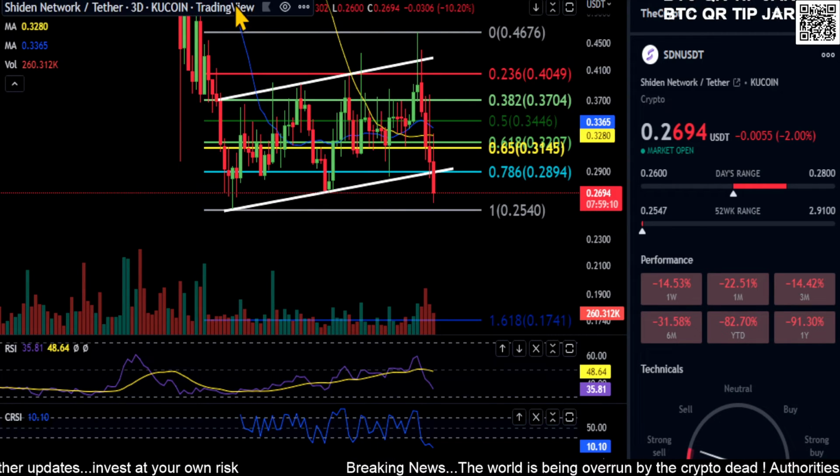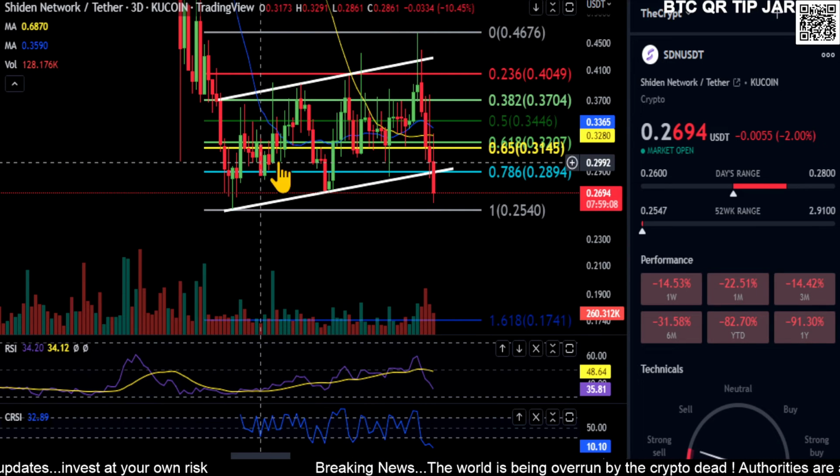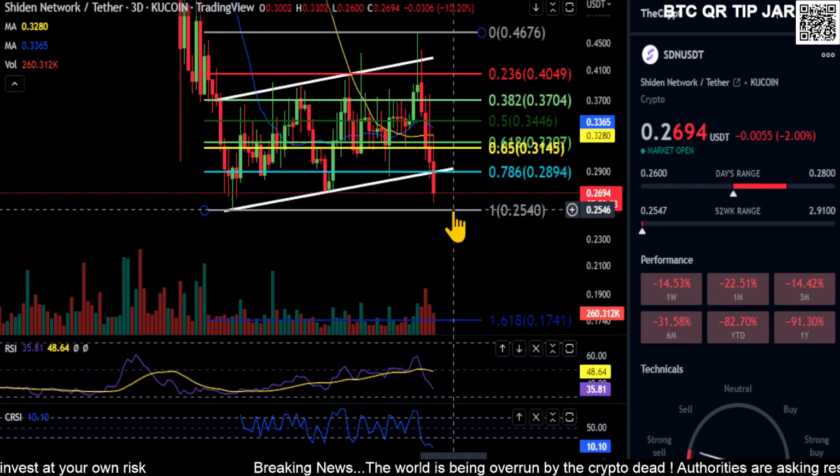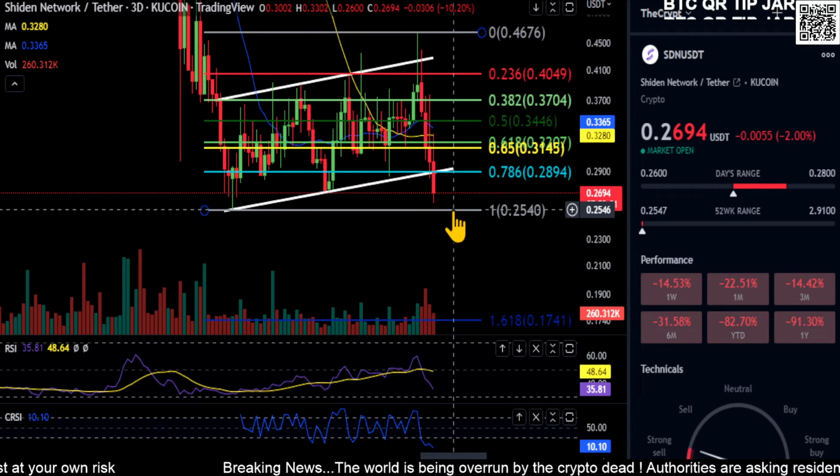But like I said, we are on the 3-day chart. So a little zoomed out macro scale of things for you to kind of look at prices. So, yeah, with that being said, I'll leave it at that.